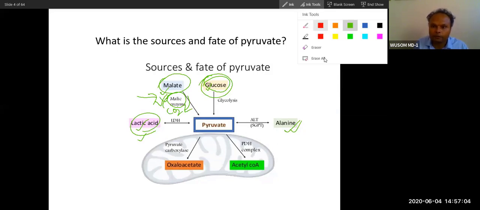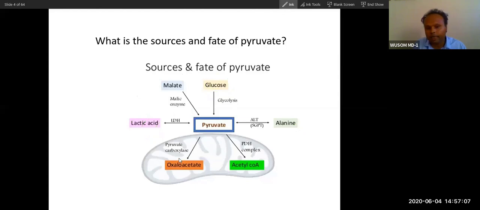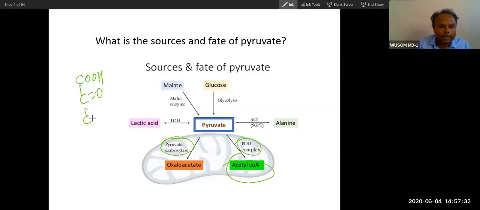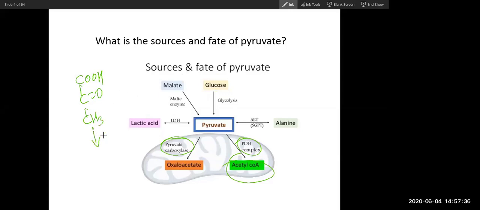Now after we get pyruvate, pyruvate will convert into something else. So these are the fates of pyruvate. This is very important. I already told you pyruvate will convert into acetyl coenzyme A by the pyruvate dehydrogenase complex. The second reaction I have also discussed in the enzyme lecture, pyruvate carboxylase. Do you remember pyruvate carboxylase? Yes, sir.